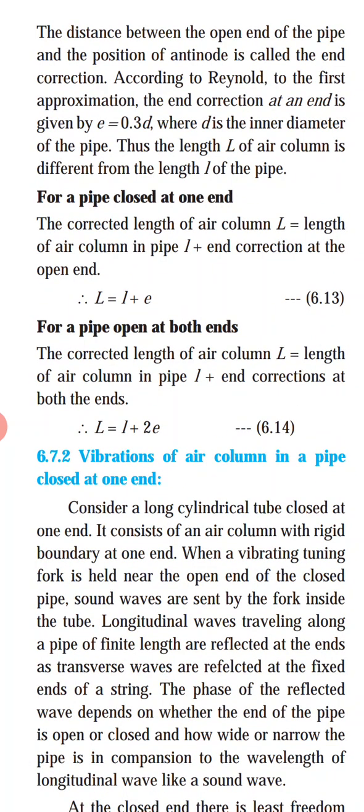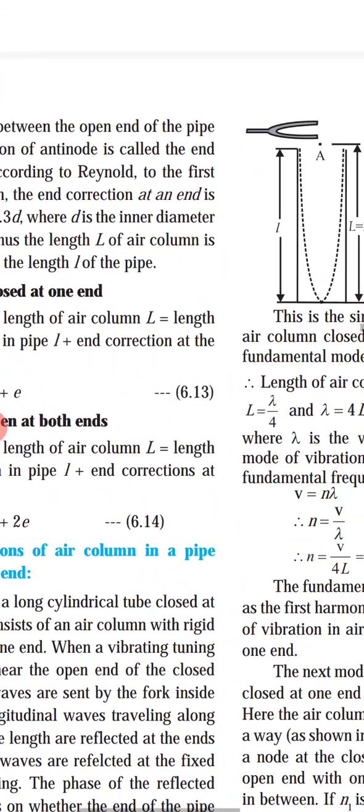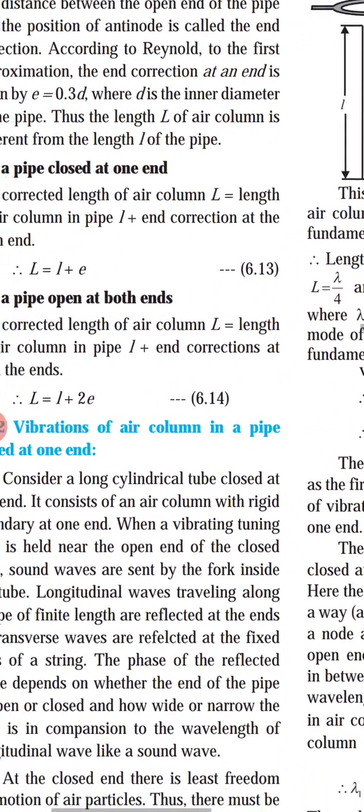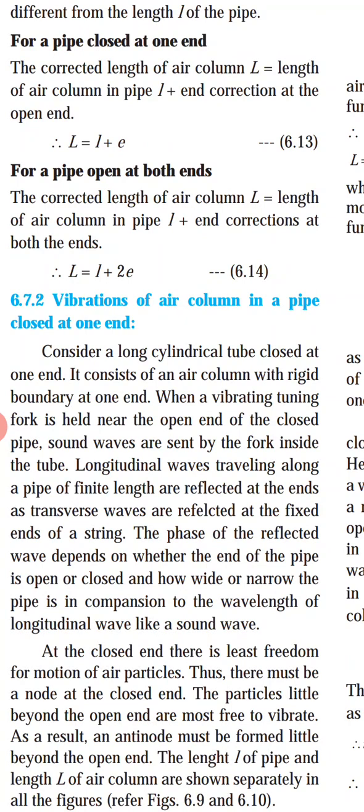Now here we have to see two conditions: pipe open at both ends and pipe open at one end, or we can shortly say pipe closed at one end. So, vibration of air column in a pipe closed at one end. You can see this figure, pipe closed at one end. The bottom end is closed. Now consider a long cylindrical tube closed at one end. It consists of an air column with a rigid boundary at one end.